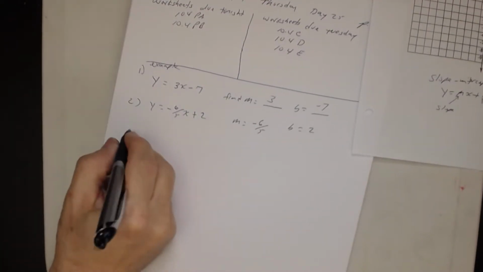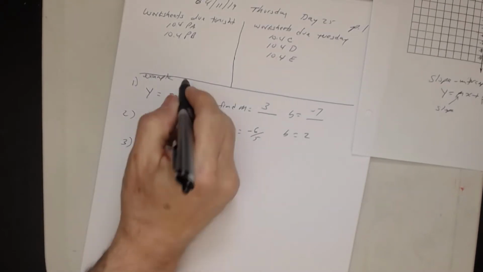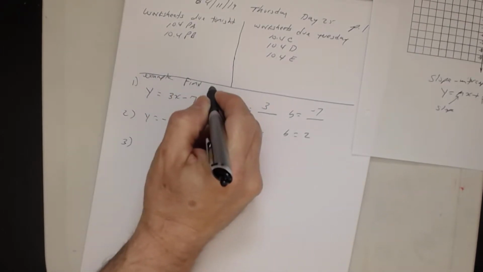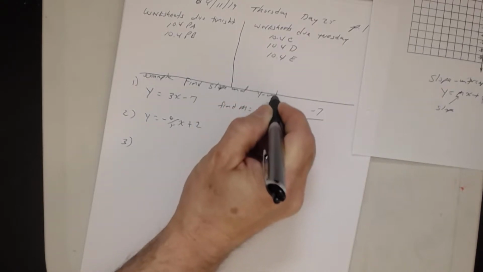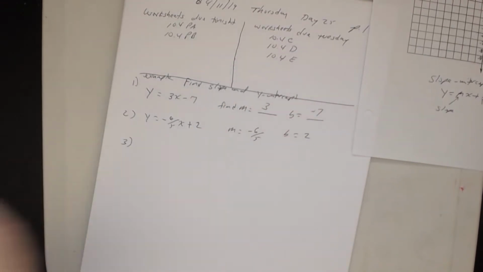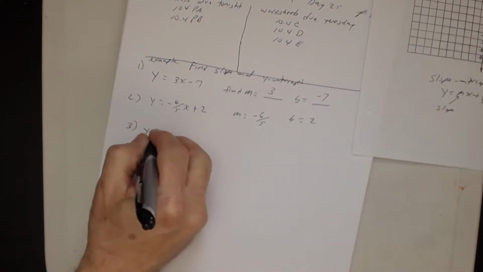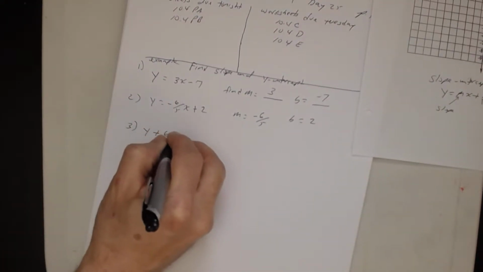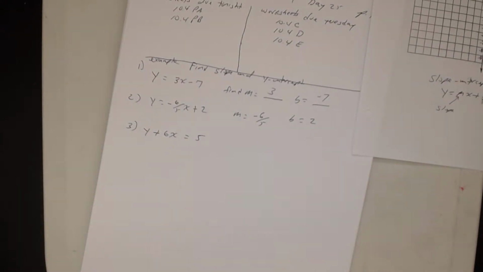Okay, number 3. Again, you want to find the slope and y-intercept. So for each of those, find the slope and y-intercept. Okay, here's the next one. y plus 6x equals 5. Is y by itself? No. So we have to get y by itself. So what are you going to do to both sides? Subtract 6x.